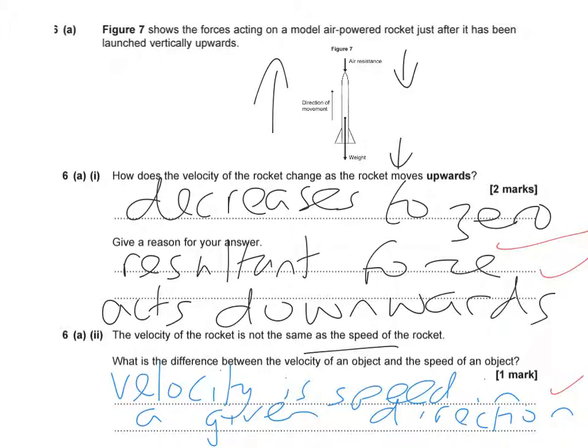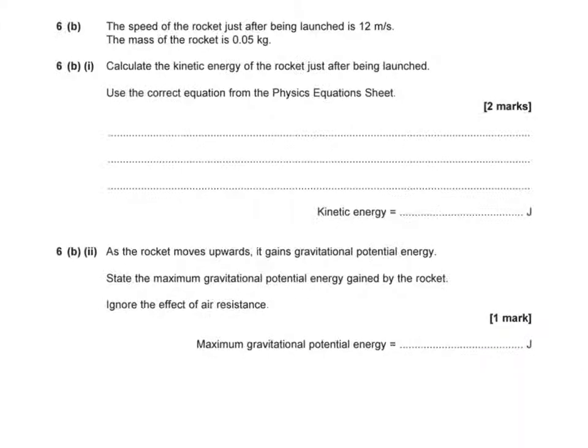To answer that question as well, you could have also said velocity is a vector, because that means it has a directional component. In 6 part B, you're given that the speed of the rocket just after being launched is 12 meters per second. So you know that v equals 12 meters per second, and the mass of the rocket is 0.05 kilograms. Calculate the kinetic energy of the rocket just after being launched using the correct equation from the physics equation sheet.